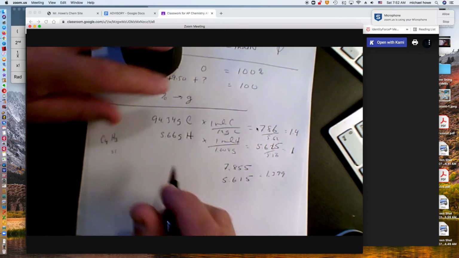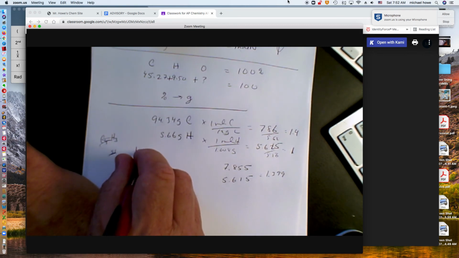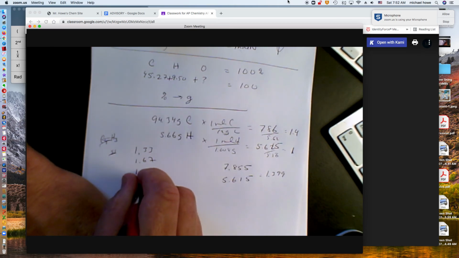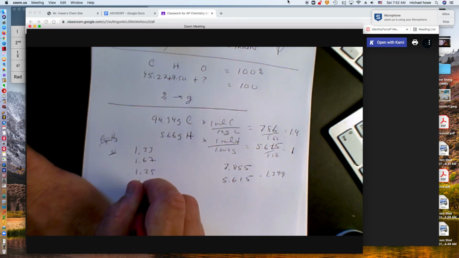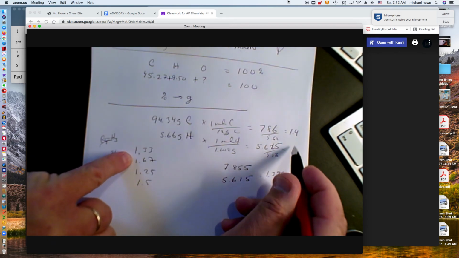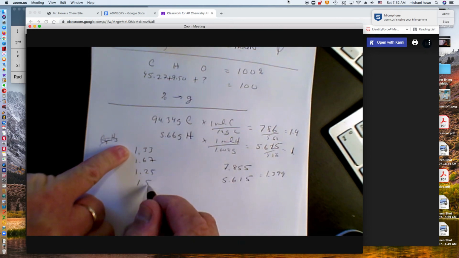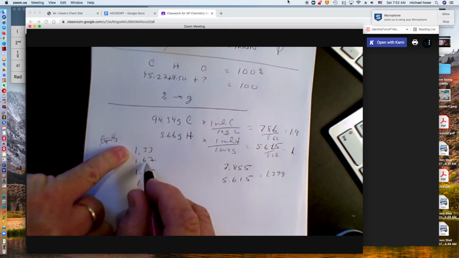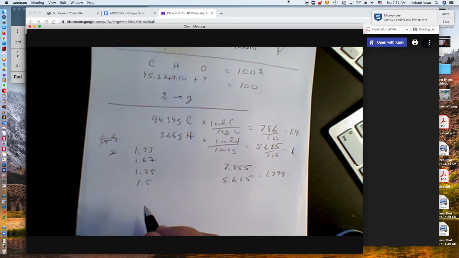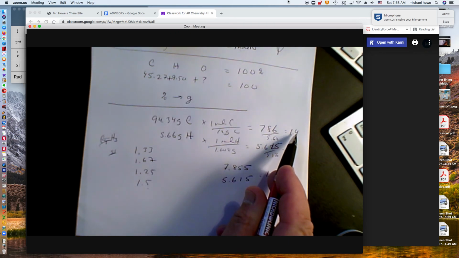Usually when you get a ratio like this, it'll look like 1.33, 1.67, sometimes 1.25, sometimes 1.5. So 1.5 to 1, 1.25 to 1, 1.67 to 1, 1.33 to 1. In other words, they're usually halves, fourths, or some version of thirds. But in this case, we needed to multiply by something, so it's 1.4.